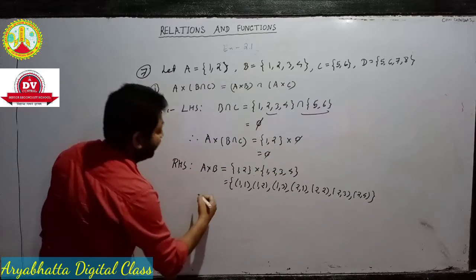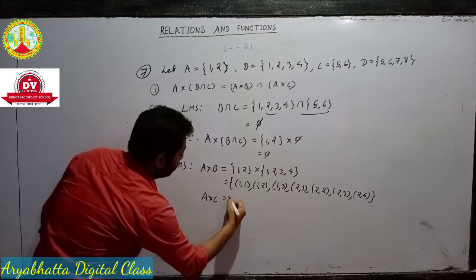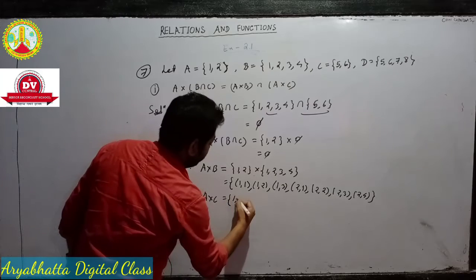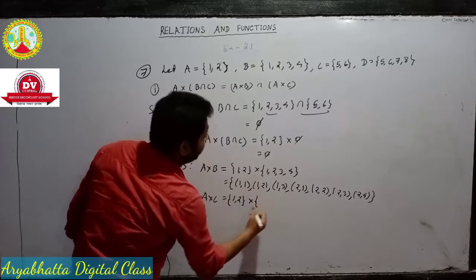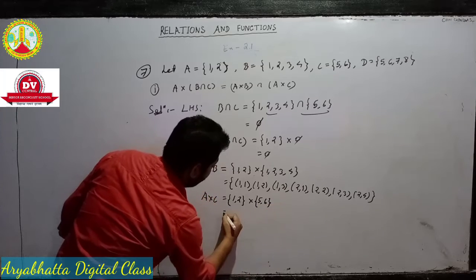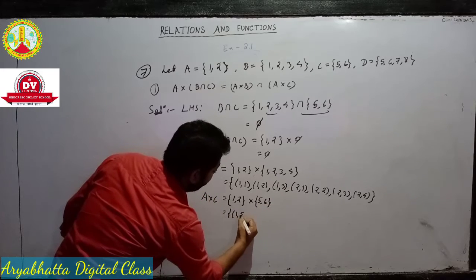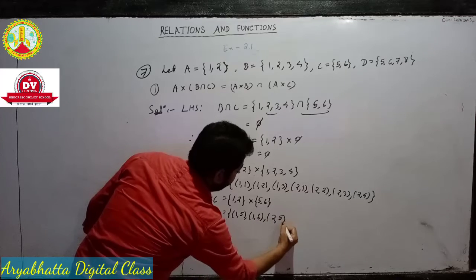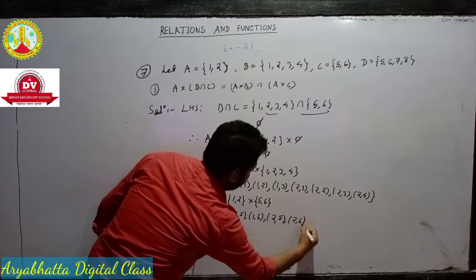Next we will find A cross C. A is equal to {1, 2}, C is equal to {5, 6}. Then we have (1, 5), (1, 6), (2, 5), (2, 6).